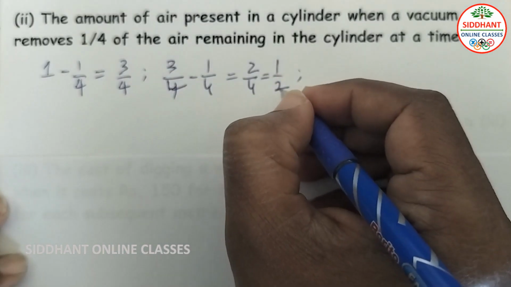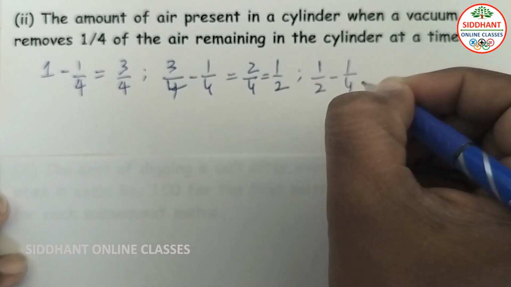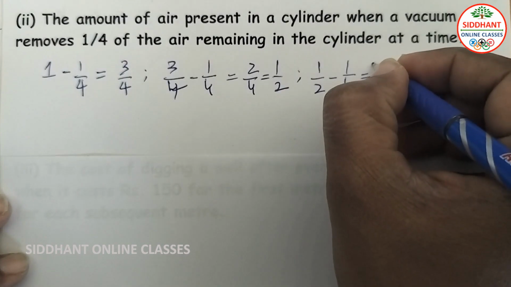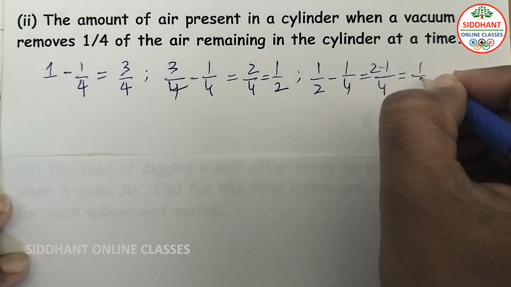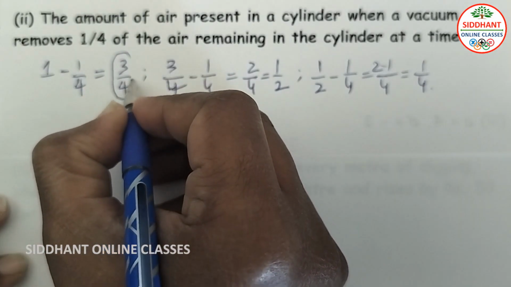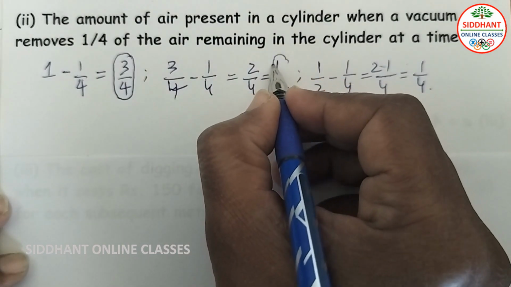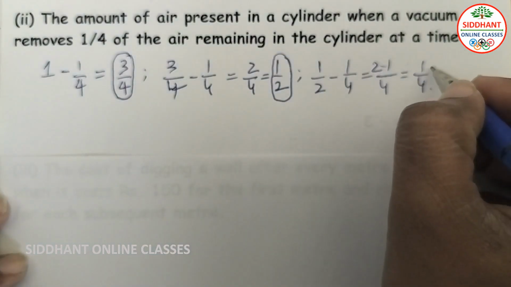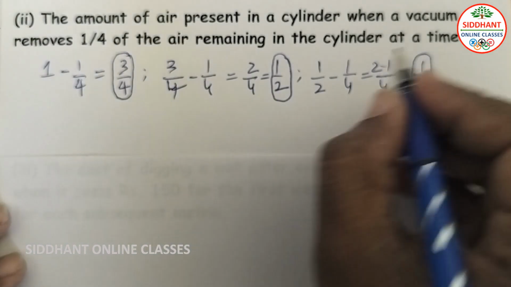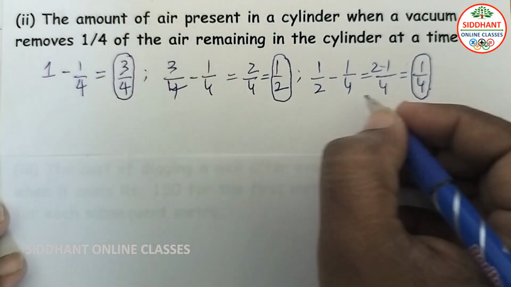Now again from this, if you are going to remove 1/4, that means 1/2 minus 1/4, so we get 2 minus 1 over 4, so that will be 1/4 here. So the first time the amount is 3/4. After that the amount is 1/2. Again the amount is 1/4. So here 3/4, 1/2, 1/4, which is having different differences.